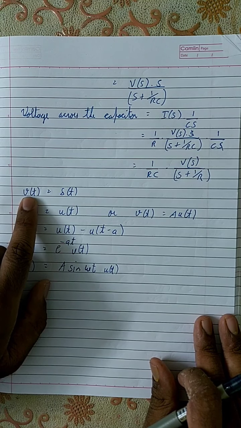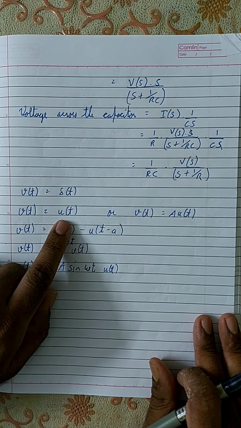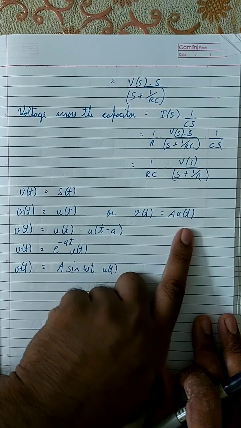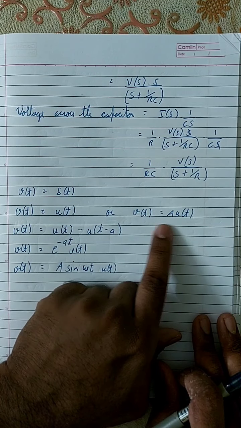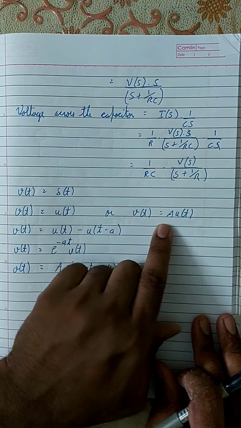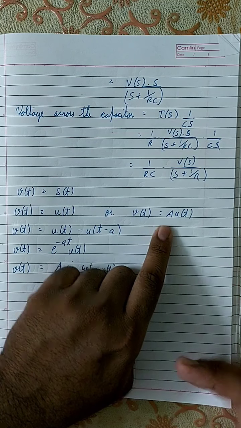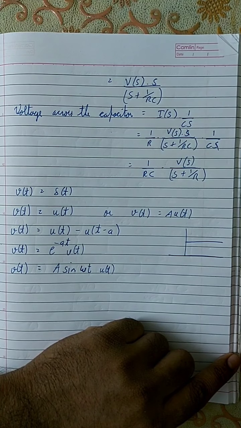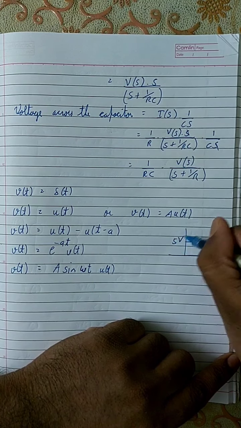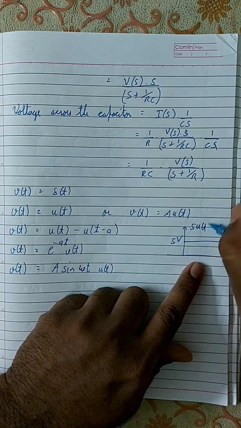If the value of V of t is del of t, then we substitute V of s as equal to 1. If the value of V of t is u of t, we substitute V of s as 1 by s. If the value of V of t is a u of t, this is a step signal, which means the amplitude can be 3 u of t, or 5 u of t, or 2 u of t. A DC voltage, a battery. So what is the name of this signal?